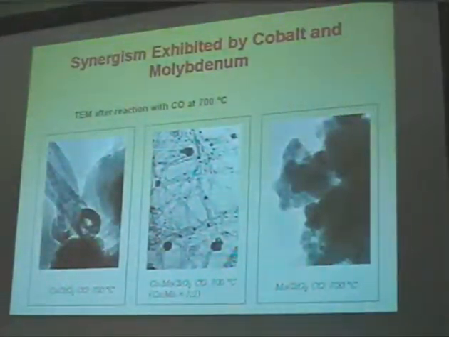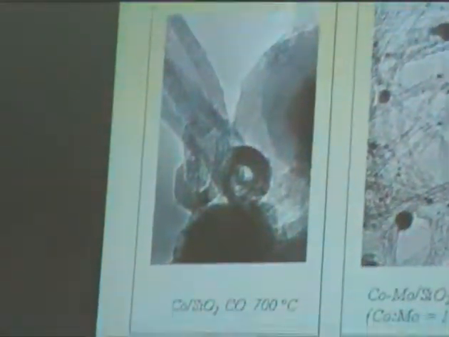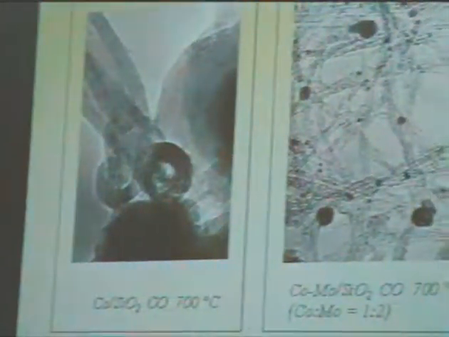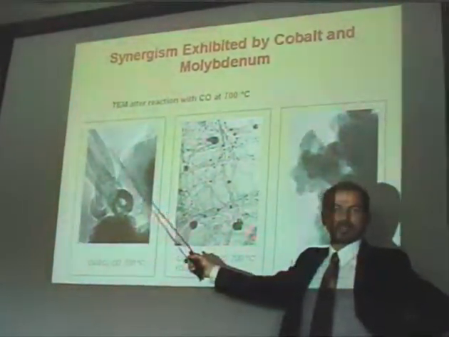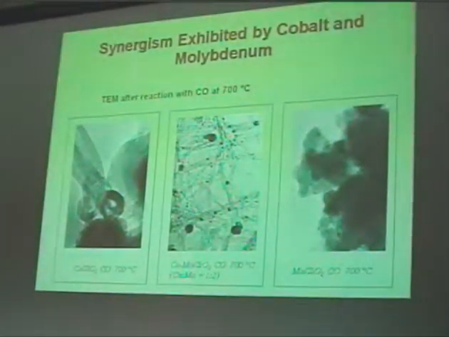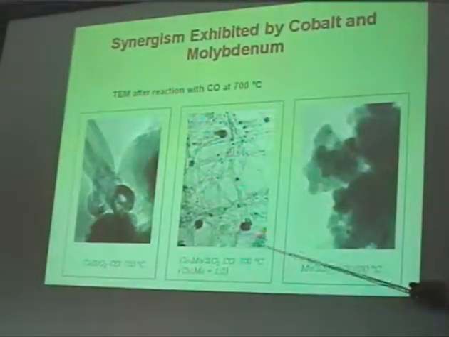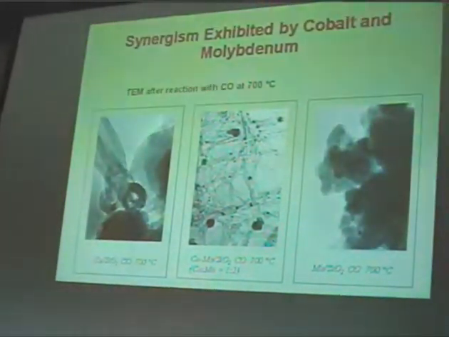And TEM clearly shows the same behavior. Moly alone doesn't show any ordered carbon depositions. Cobalt alone is very unselective, forms a lot of multi-wall and a lot of graphitic and fiber carbon. But the cobalt moly forms a high density of single-wall nanotubes.